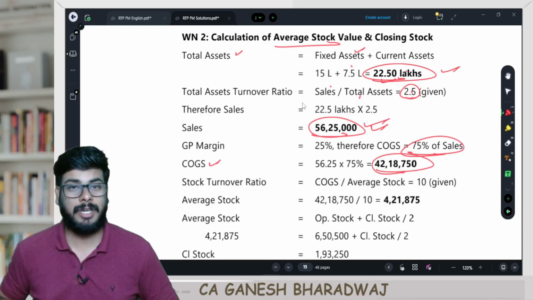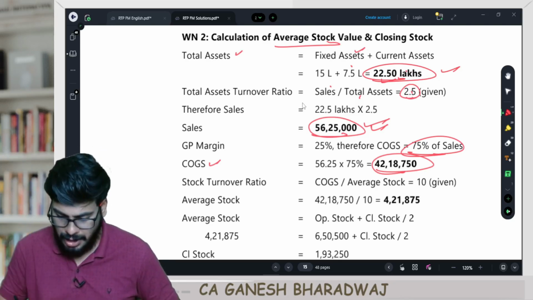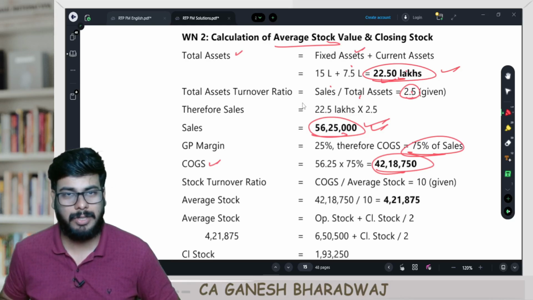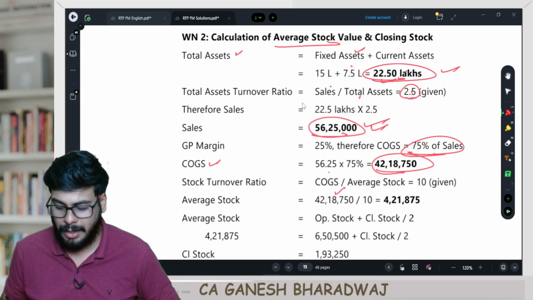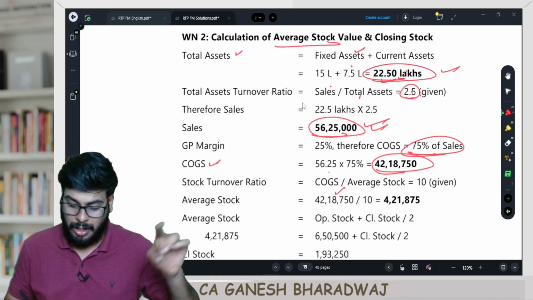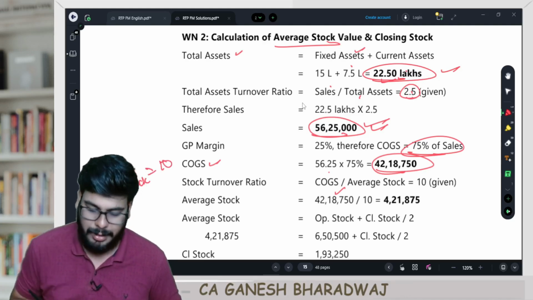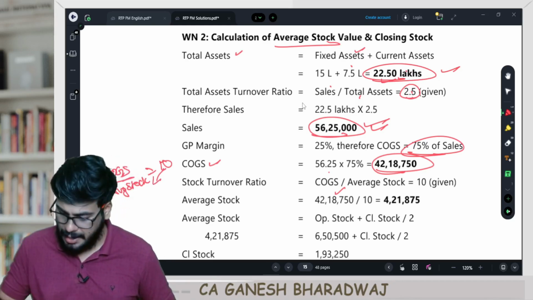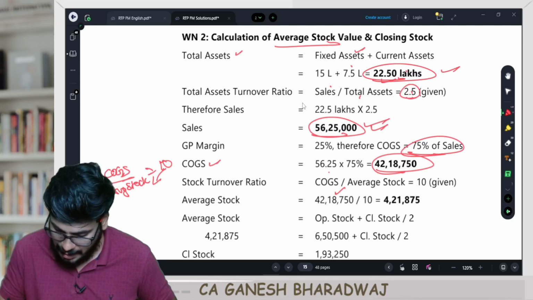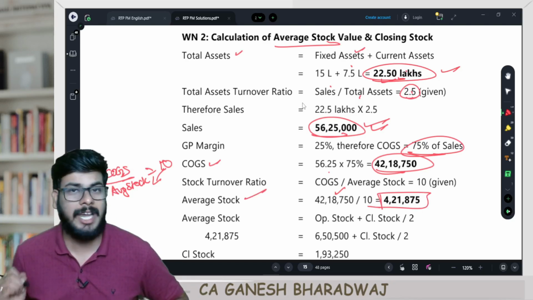So now the stock turnover ratio formula, what is it? COGS divided by your average stock, right? So COGS upon average stock is 10 times, right? COGS figure we know, right? That is 42 lakh 18,750. So now can I say COGS divided by average stock is equal to 10 times, right? So average stock, if you cross multiply, is COGS divided by 10. That is what they have done. So COGS divided by 10, they have arrived at the value of average stock, which is 4,21,875.